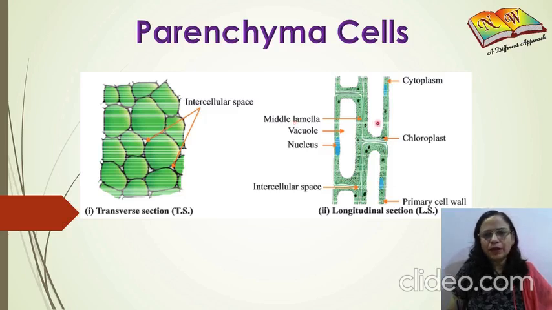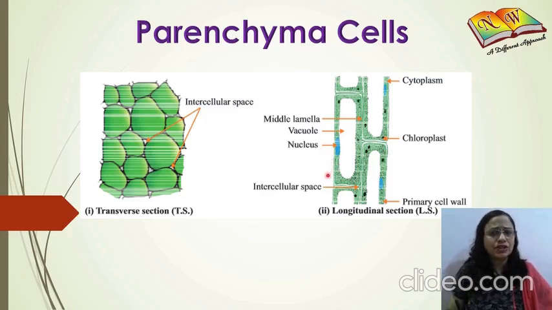There's a prominent nucleus which you can see in the longitudinal section. The blue spot here is the nucleus that you can see. Cytoplasm has a big vacuole, so this is a vacuole that can be seen in the longitudinal section. And the main function of parenchyma is storage of food. So it basically serves to store the food for the plant.